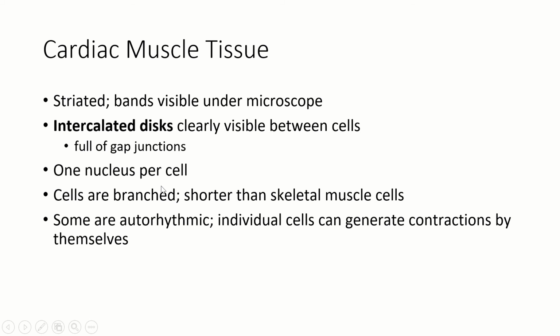Each cardiac muscle cell has one nucleus. It's a very distinct nucleus, and the cells are branched, which is something else that makes it distinct from skeletal muscle. The cells are also shorter than in skeletal muscle tissue. Now, some of your cardiac muscle cells are autorhythmic, meaning that they actually contract by themselves, even without a signal from the nervous system. It's a very cool thing about your heart that it can beat by itself without any signals from the brain. Again, we will come back and talk about that when we talk about the heart.